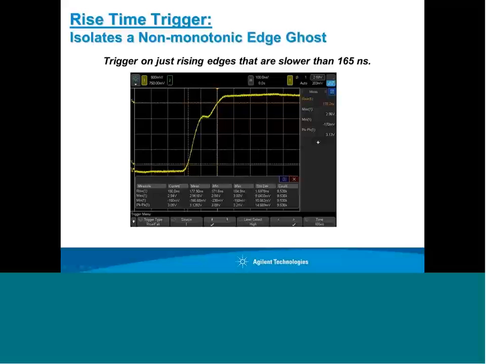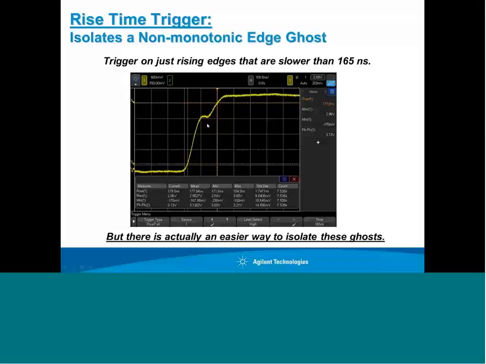And here we show the results after you've set it up. In this case, we set it up to trigger on a rising edge. We had to set up an upper and lower threshold level, and then we said only if the rising edge is greater than 165 nanoseconds. And so now we've been able to establish oscilloscope triggering to uniquely trigger on the slower rising edge, so we only capture the problem signal and don't capture the good signals.